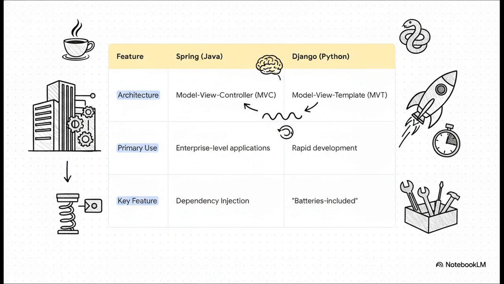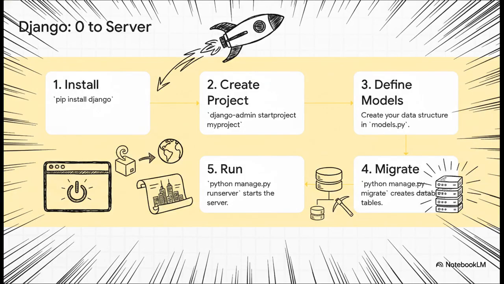Then you have Django for Python, which has a batteries-included philosophy. That means it comes with almost everything you need right out of the box, like an admin panel, which saves a ton of time. And just to show you what that rapid development looks like, with a framework like Django, you can go from absolutely nothing to a running web server in 5 simple commands. The framework handles all the boring setup stuff for you. It creates the project, sets up the database, and even starts a test server. That frees you up to focus on what makes your app unique.